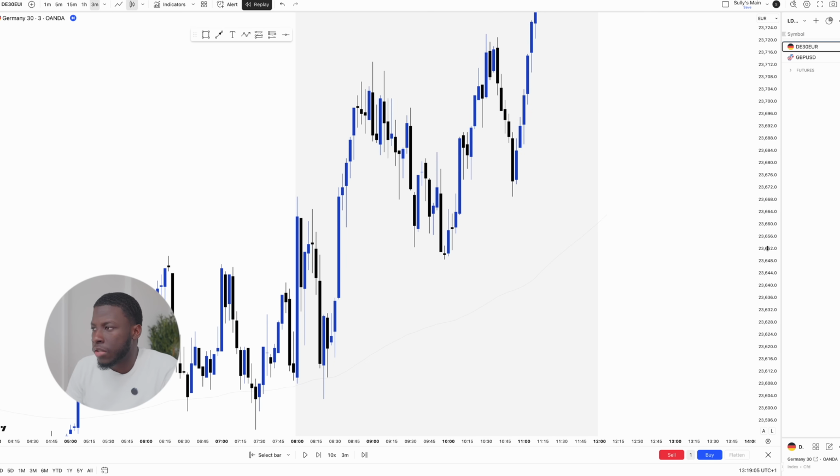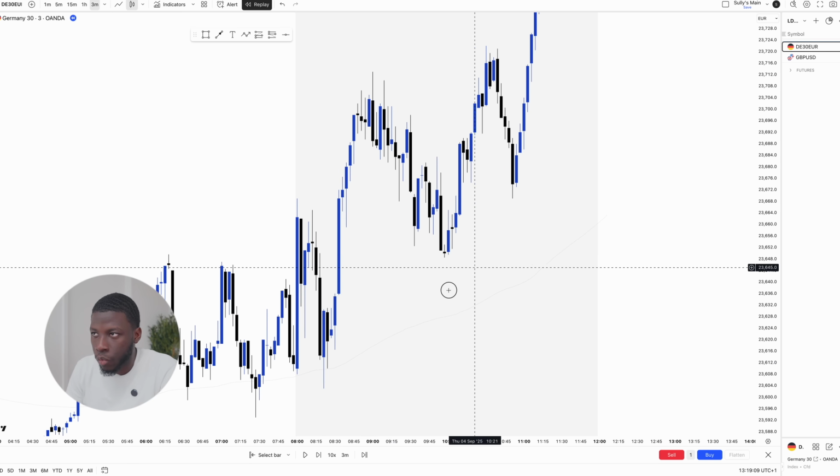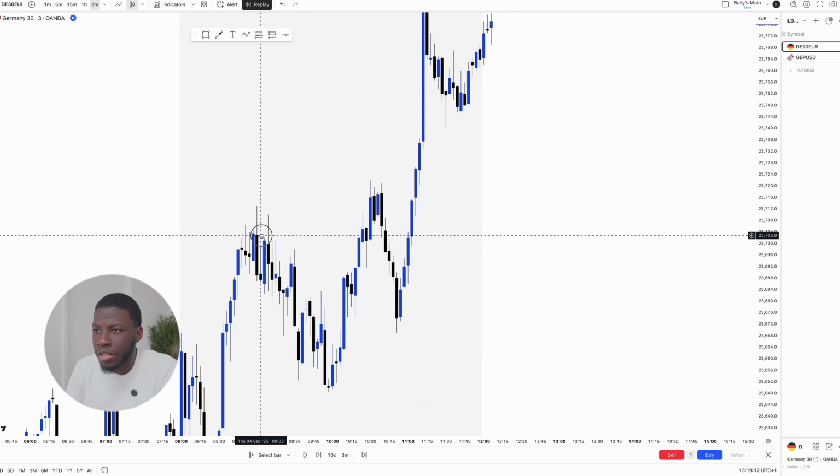So a good example right here, you can see that that gap has not been filled, right? There are areas right here where there is no wick. But you'll see a perfect example where this gets respected to the T.